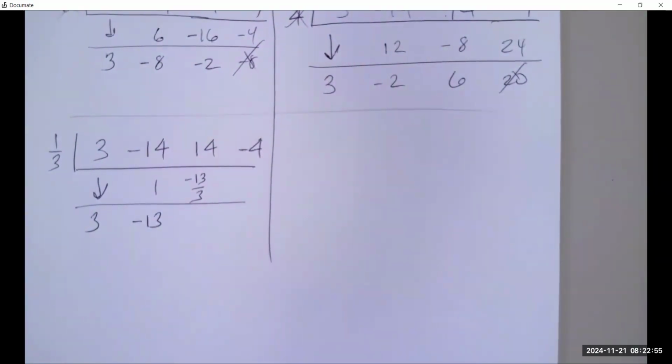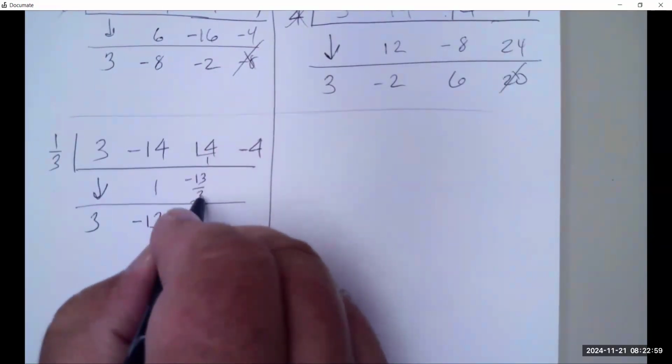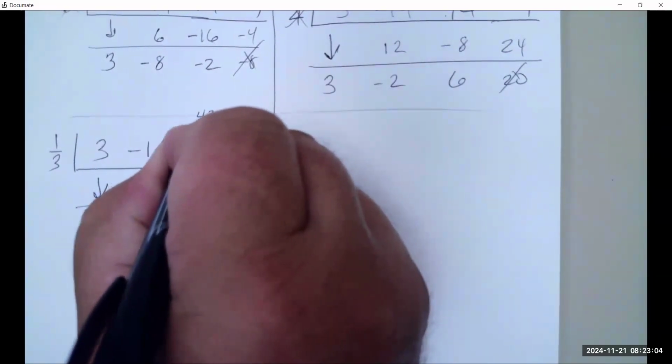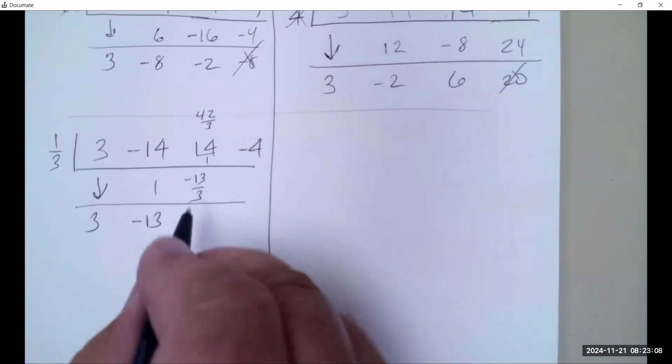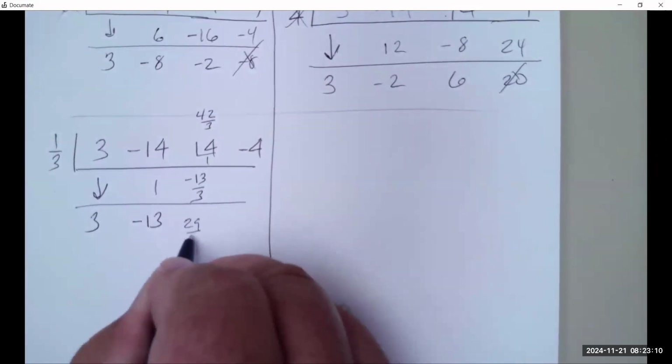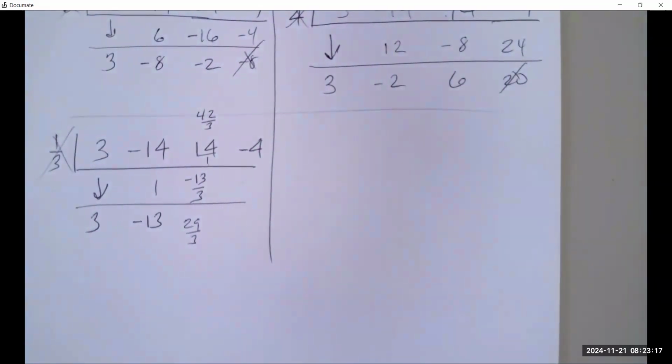That's a bad sign. Because now what we have to do is make this one, the 14/1, into a denominator of 3. So 3 times 14 is 42/3. 42/3 minus 13 is 29/3. And repeat the process. And we see it's not going to work. So 1/3 is not a possible answer.